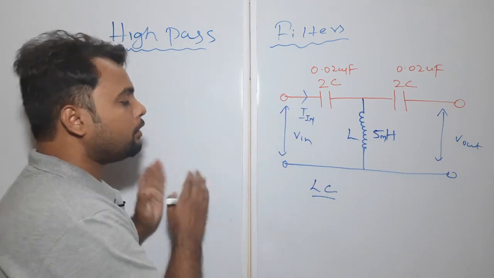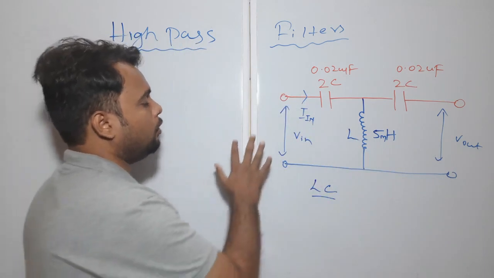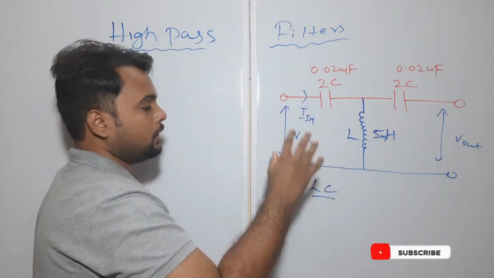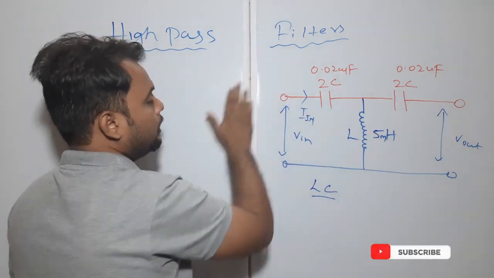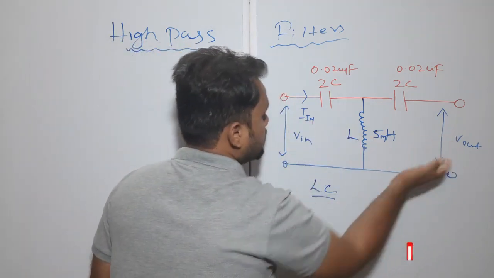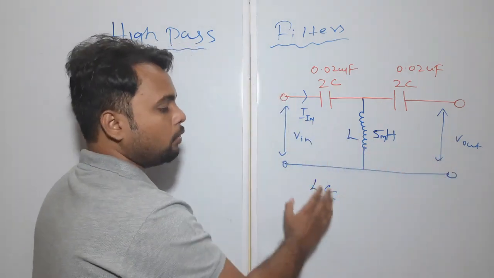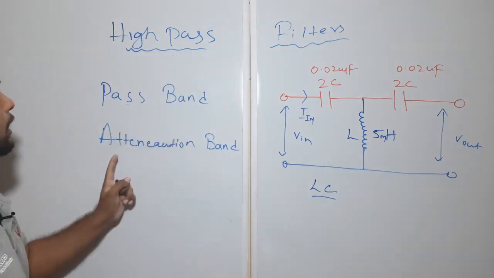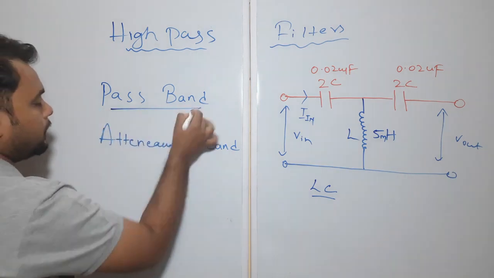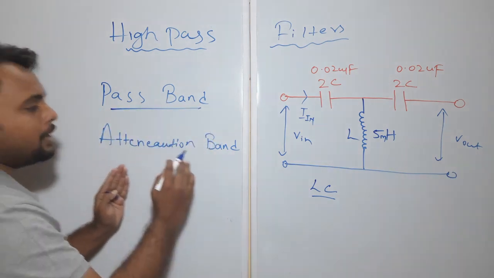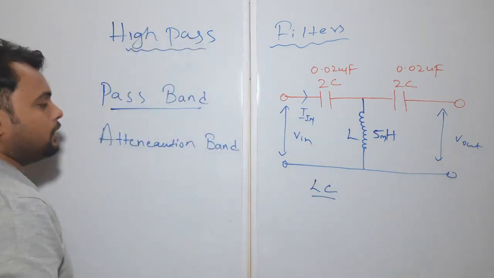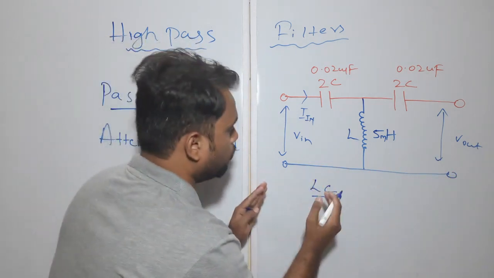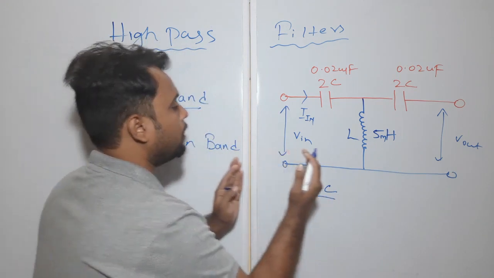But when a low frequency wave is given to this circuit, the low frequency wave will not pass through. This circuit will block the low frequency wave. That is why it is named a high pass filter. It will allow the high frequencies and it will reject or block the low value frequency waves. Now in this we have to study two bands, the pass band and the attenuation band. The pass band is the bunch of frequencies that will pass through the filter. The attenuation band is the bunch of frequencies which will not pass through the filter. It is the band which will be rejected by the filter.